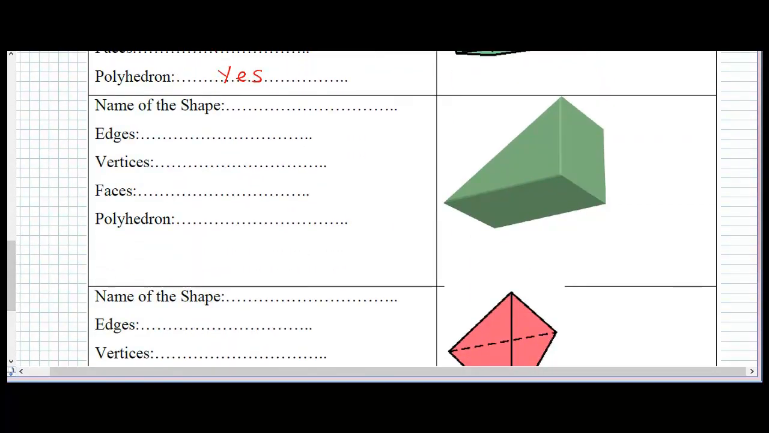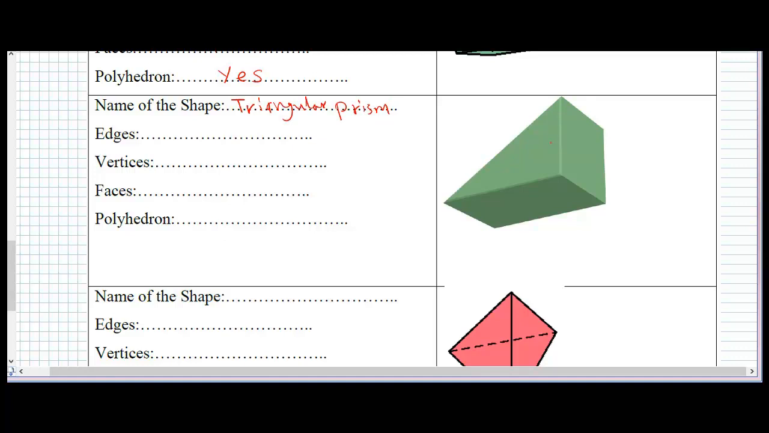Let's go next. We have here a shape with two bases. This is one base here, okay, and the same in the back. So we have two bases. If we have two bases, we said it's a prism. We call the prism with the name of the base. What is the name of the base here? It's a triangle. So we will call it a triangular prism.